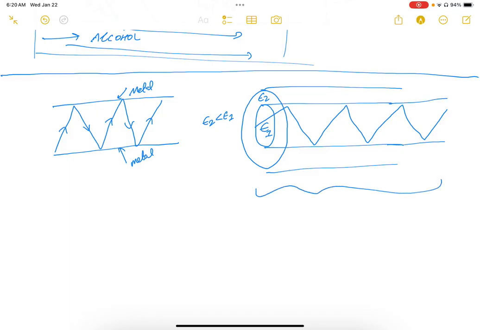So this is often called a fiber optic, and this is often the way you make waveguides for microwaves, or also for PCB traces and so on.